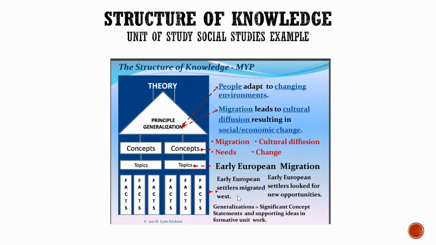In this example from social studies, we see the topic is early European migration. We also see the facts accompanying the topic. However, the unit of study does not stop there. Its ultimate goal is for the student to understand that migration leads to cultural diffusion, resulting in social and economic change. These conceptual understandings really are timeless. As we see here, this example was written in 2011. However, it is a highly pertinent and critical topic for our country today.